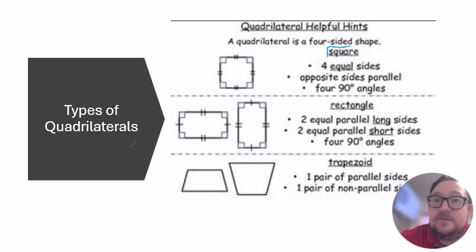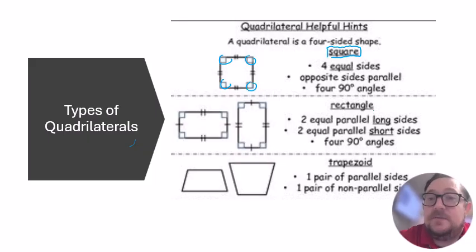A very famous quadrilateral. So it has 4 equal sides, since it's a quadrilateral. Opposite sides, so this side and this side are opposite, and they're parallel, which means that they move on forever and don't touch. And these sides are opposite, and they're parallel. And it contains 4 90-degree angles. So 1, 2, 3, 4.